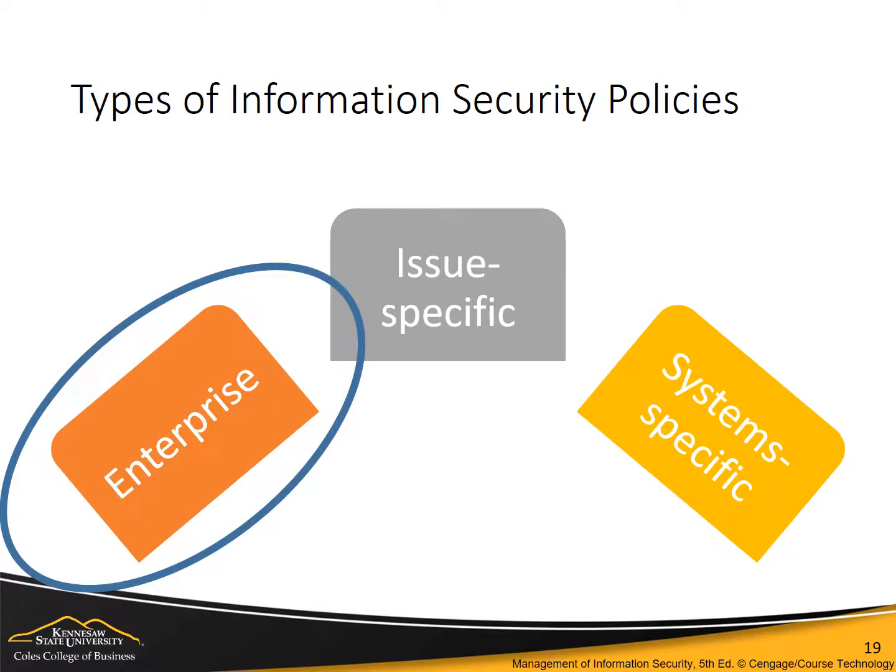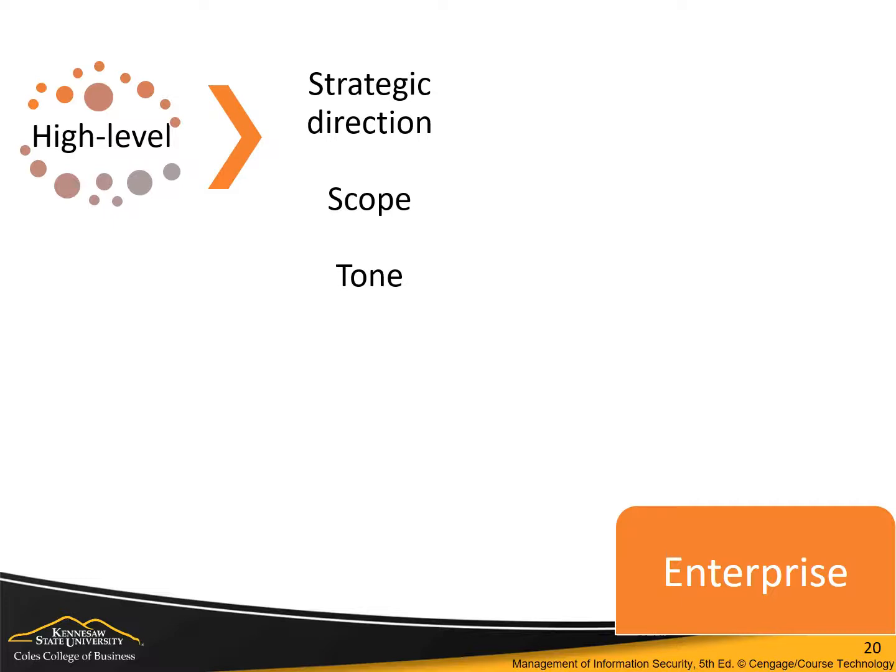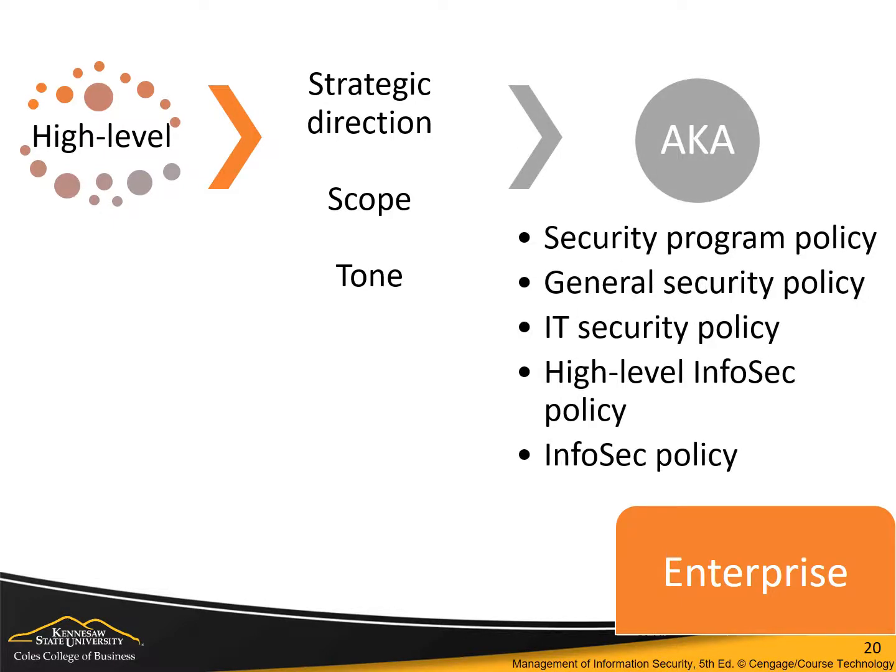We will begin with Enterprise Information Security Policies. Enterprise Information Security Policy is created at a high level with a view of the enterprise as a whole. It sets the strategic direction, scope, and tone for all of an organization's information security efforts. Enterprise Information Security Policy is also known as Security Program Policy, General Security Policy, IT Security Policy, High-Level InfoSec Policy, InfoSec Policy, or whatever terminology is preferred by your organization.